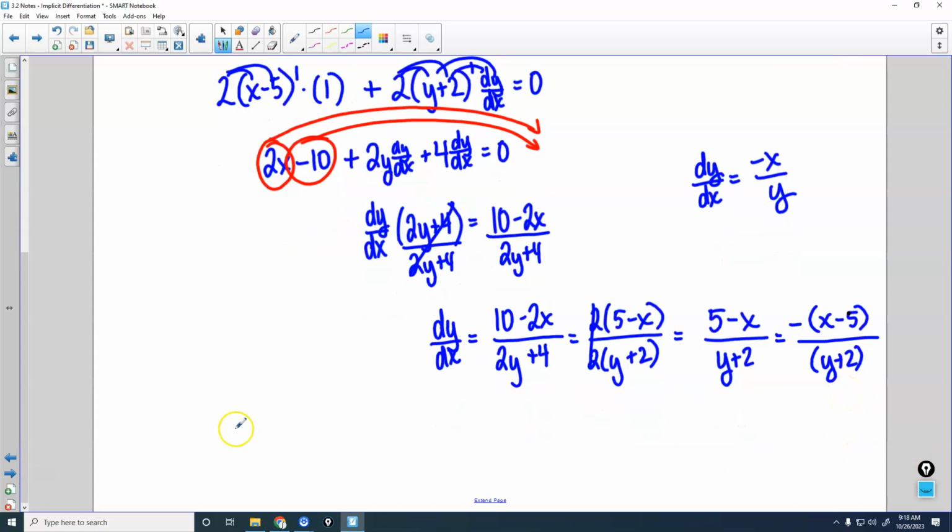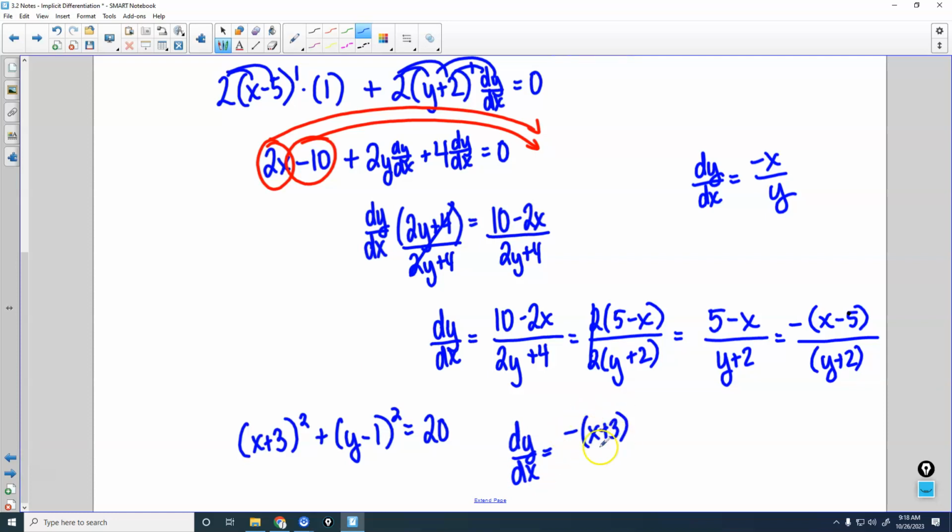So like if I had (x plus 3) squared plus (y minus 1) squared equals 20, what would dy/dx be? Negative (x plus 3) over (y minus 1). Now, that's not something you have to have memorized or anything by any means. It's just kind of something cool. Why is dy/dx equal to that? For a circle. For circles, yes. For circles.